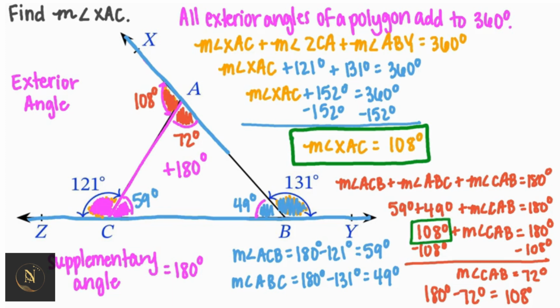Now notice the 108 degrees shows up here in the equation. It's the sum of the measures of angles ACB and ABC. And the reason why is because the two interior angles that are not next to the exterior angle should add to be the exterior angle. So 59 plus 49 is equal to 108. So whichever way we choose, we find that the measure of angle XAC is equal to 108 degrees.